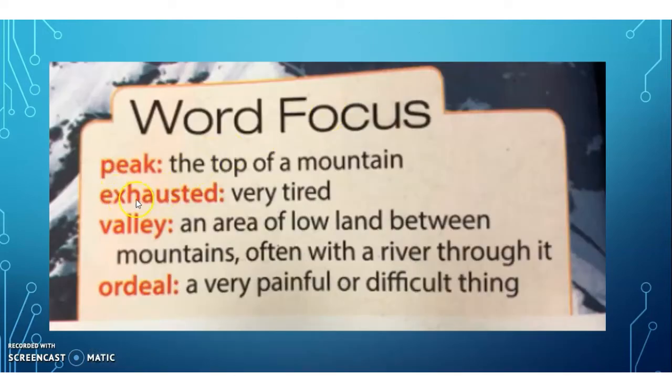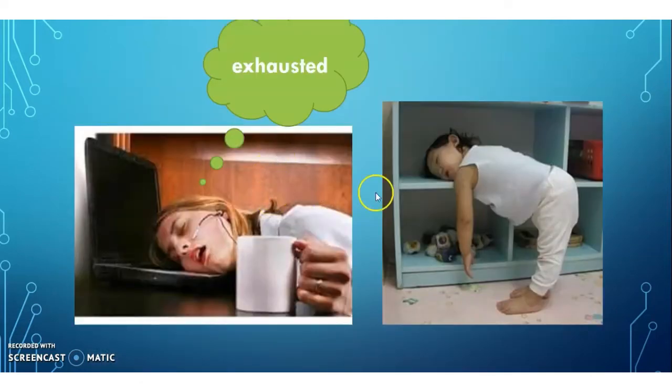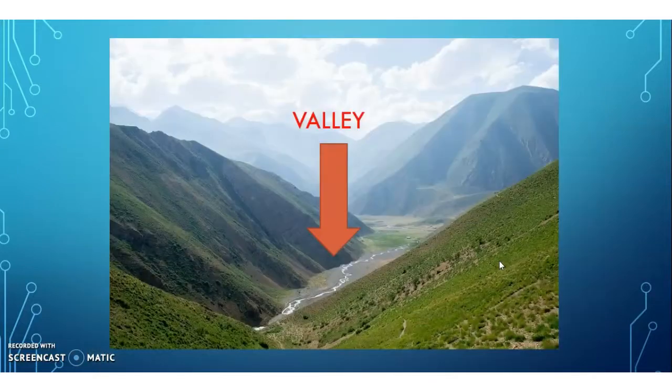The next word, exhausted, means very tired. Let's look at the next picture. As you can see in these 2 pictures, this is what we call exhausted. The next word, valley, an area of lowland between mountains, often with a river through it. Let me show you the picture. This is what we call a valley. In between 2 mountains, there's a very low land, and often there is a river.